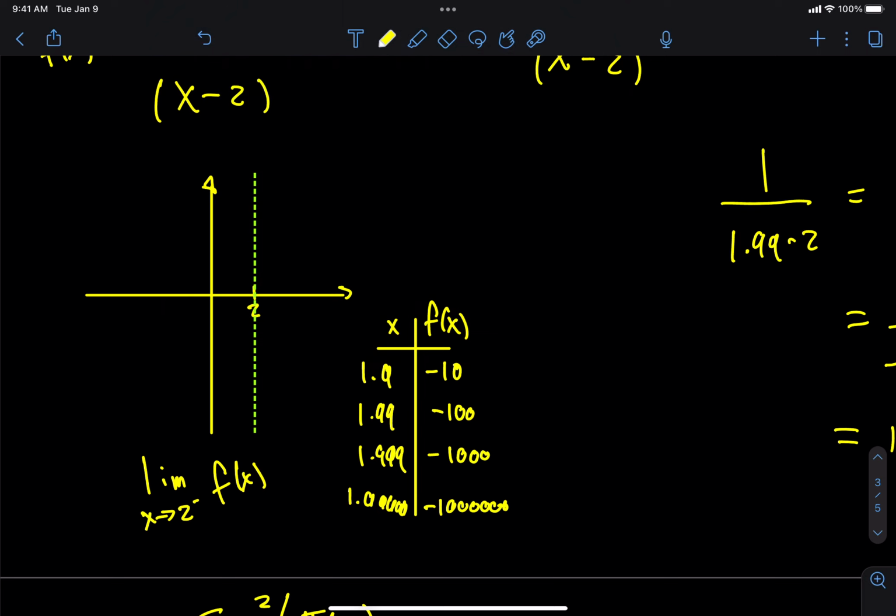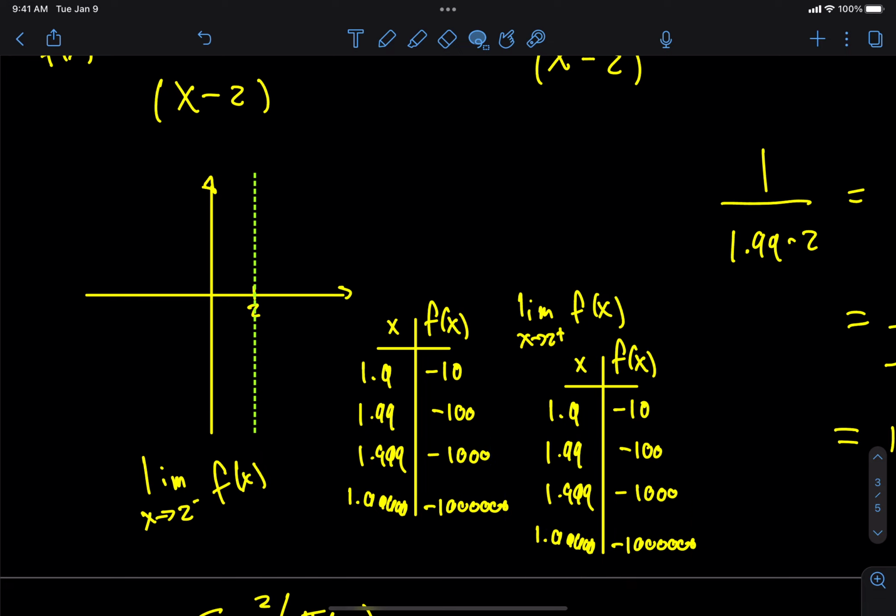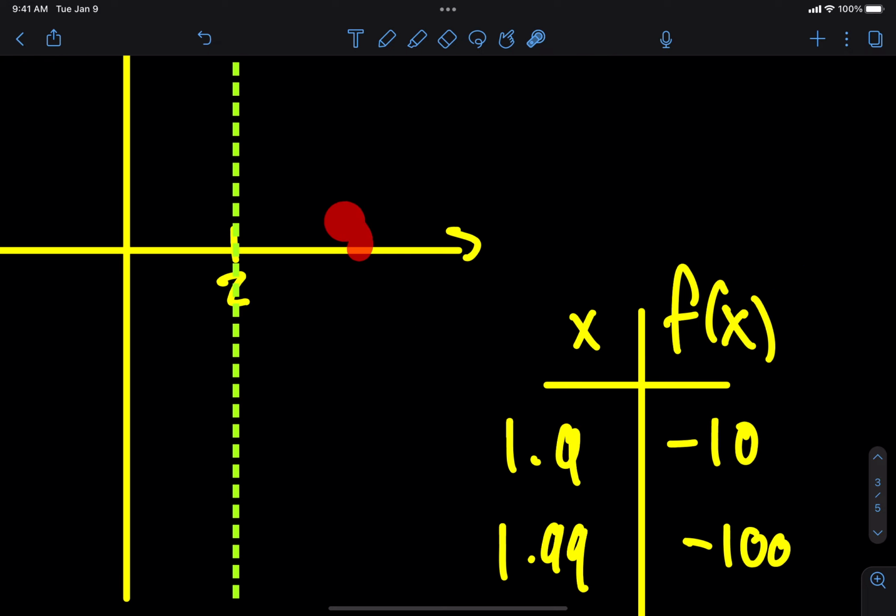So let's do the limit as x goes to 2 from the right of f of x. And we're going to replicate this table, okay? The only difference is this time x is going to be approaching from the right. That means we're going to take x values which are very close to 2 but larger than 2, okay? So we're going to march from the right like so, getting close to 2 from above.